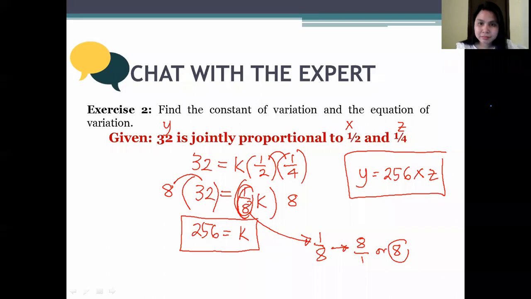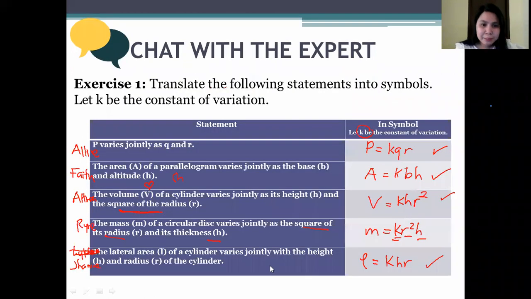Here, because the volume of a cylinder varies jointly as the height, so H, and the square of the radius. That's why there is the R squared, because of the word square. Okay ma'am, thank you. You're welcome.